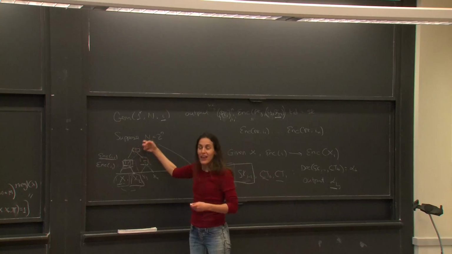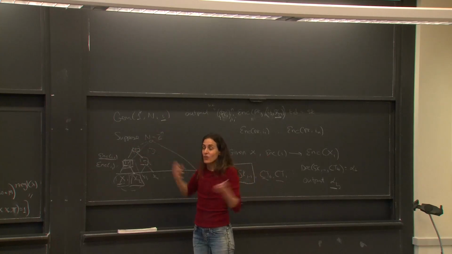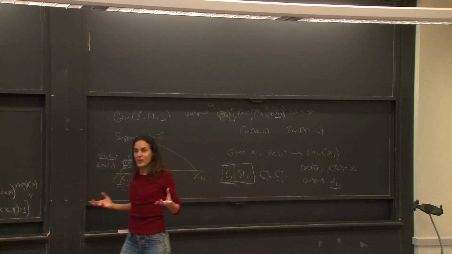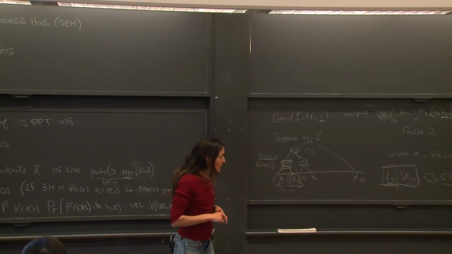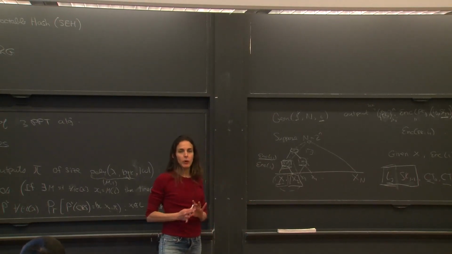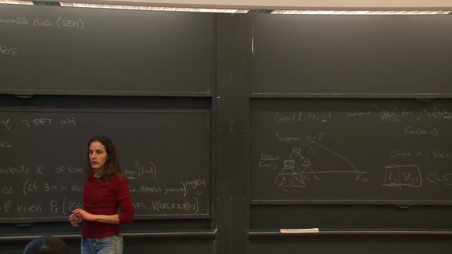Everything will be an encryption of x1 until the end. So there's no way you can open two different ways. You have to open to x1. And the verifier is also going to do the same computation to check. Exactly. The verifier does the exact same computation to check.